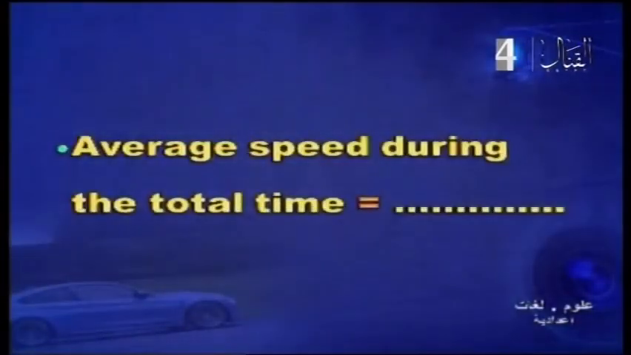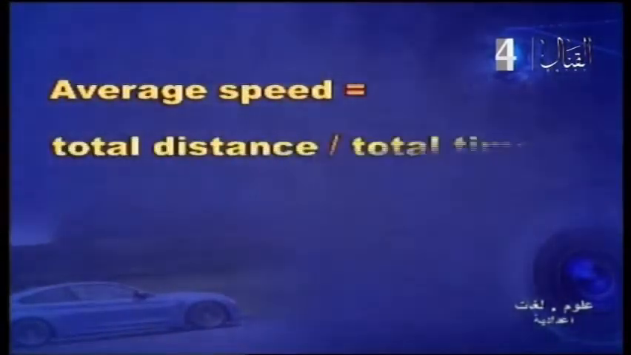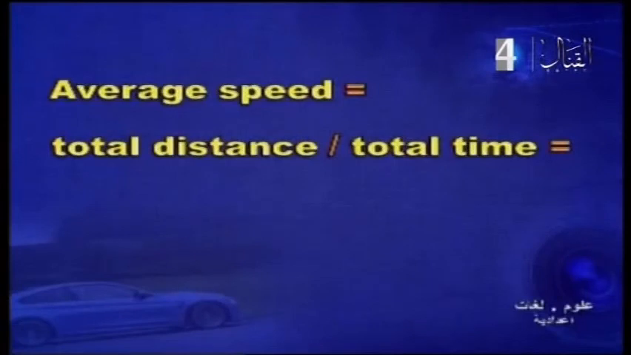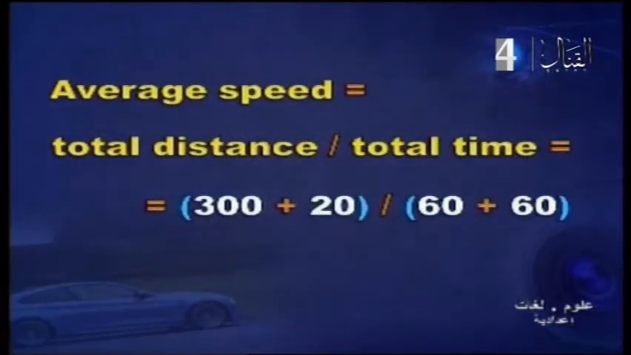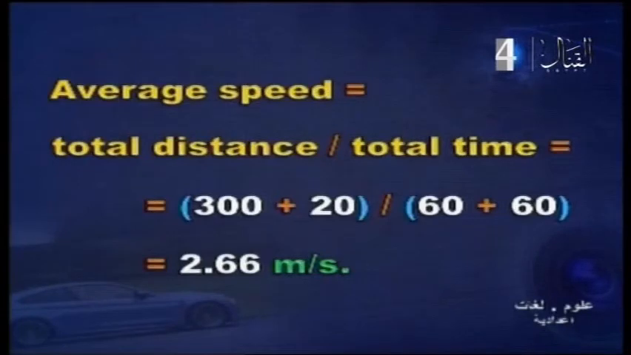Next one. Average speed during the total time. Here the total time is 2 minutes. And average speed is total distance divided by total time. So here, average speed, total distance divided by total time, equals 300 plus 20 over 60 plus 60. So the answer is 2.66 meters per second. Also, the measuring unit of average speed is meter per second. Next one.